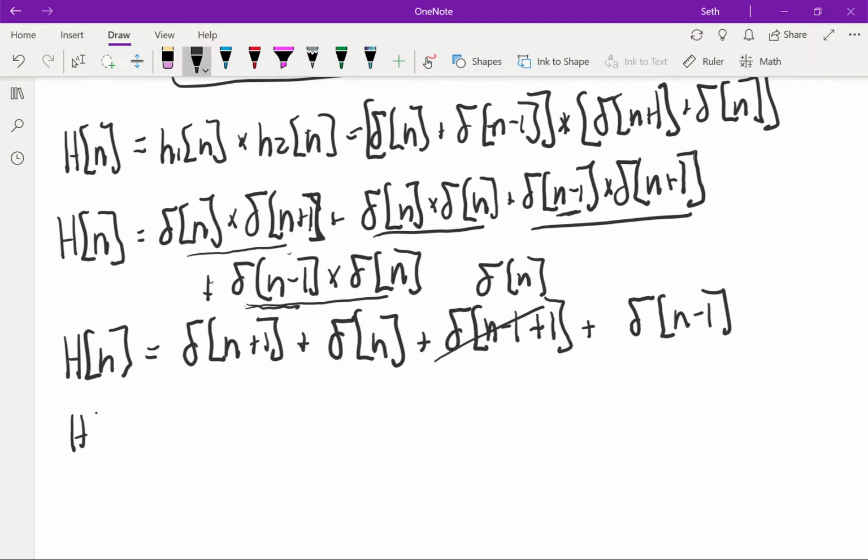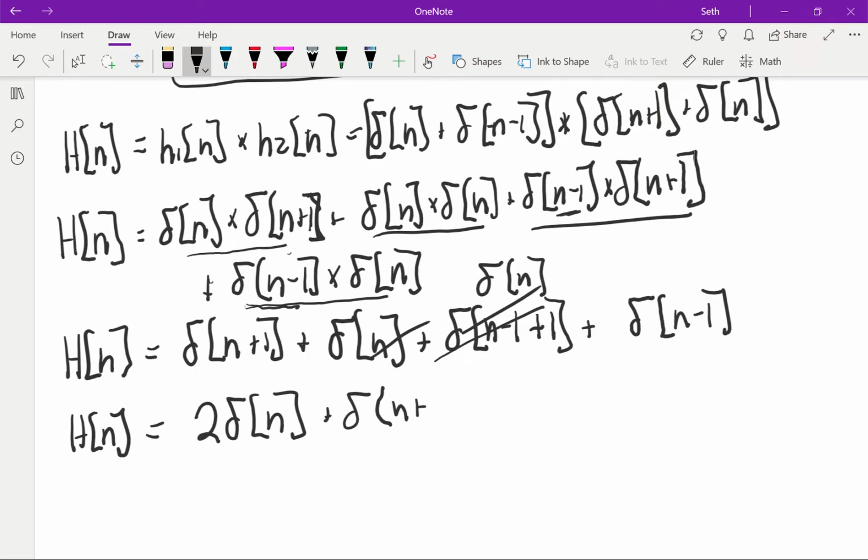So h of n, our overall unit impulse, or our overall impulse response, is then going to be 2 times delta n plus delta n plus 1 plus delta n minus 1.